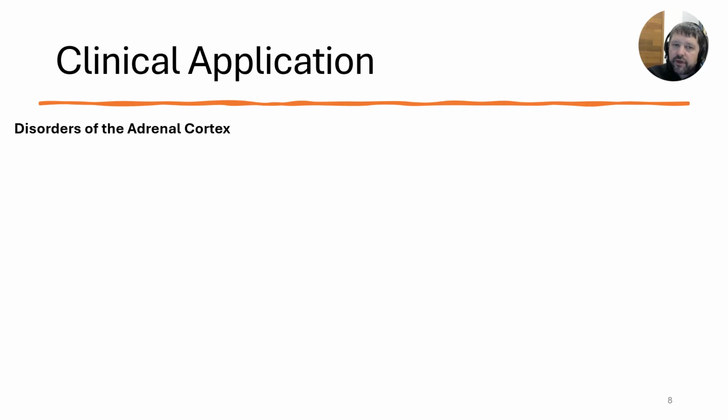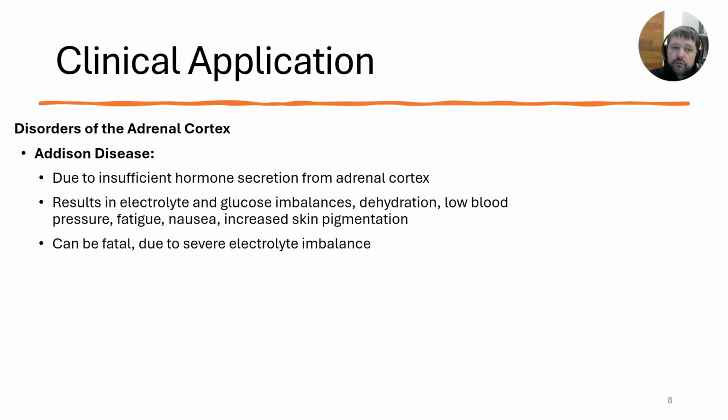So why does that matter though? Well, there are a few different disorders that are directly associated with the adrenal cortex. Okay? One is called Addison disease. Addison is normally due to an insufficient hormone secretion from the adrenal cortex. So you don't have enough hormones being secreted.